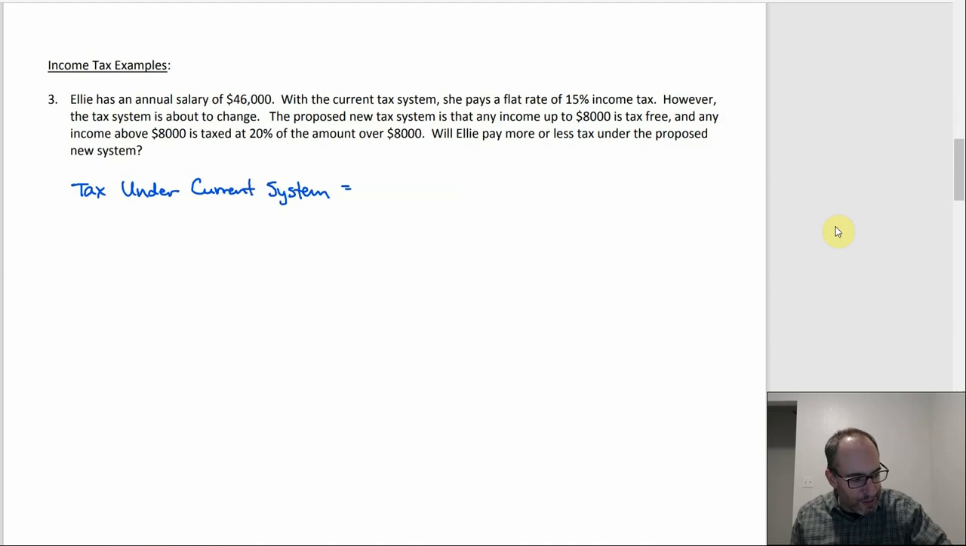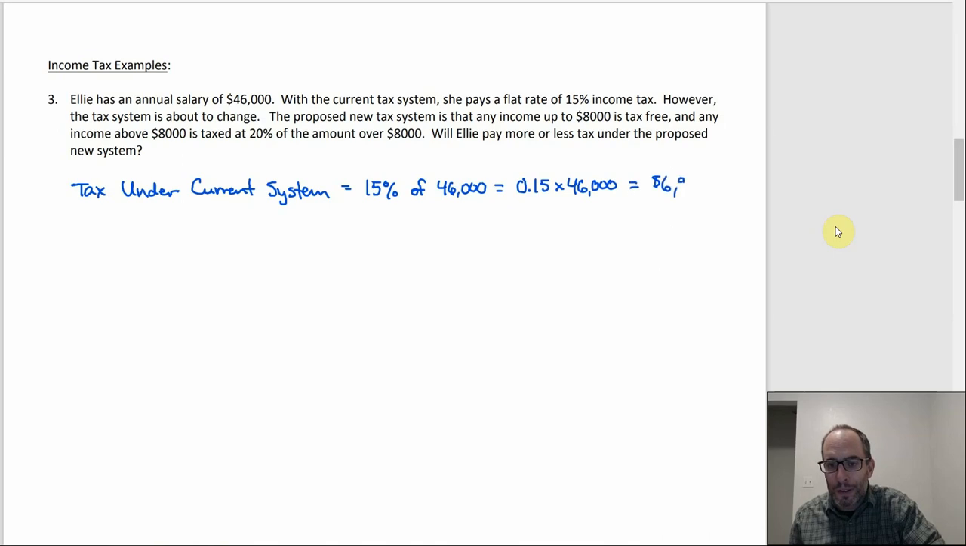All right, so this is going to be 15% of 46,000. So that's going to be 0.15 times 46,000, which is 6,900. Okay. So that's what it is now with the flat tax.